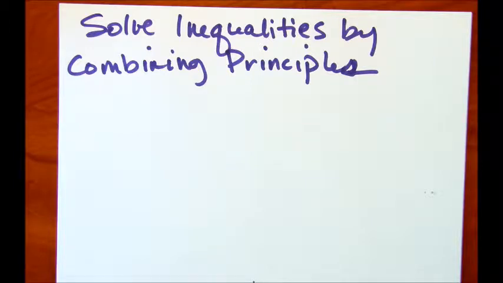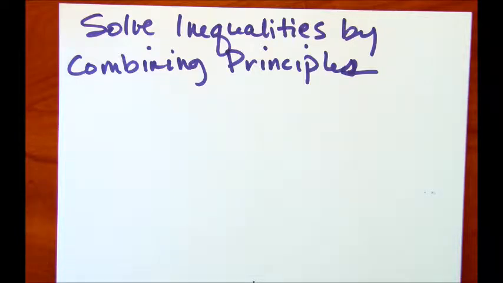This video is going to really focus on combining all the principles that we've been talking about, as well as a little review of the distributive property. And anyway, let's get on with it. The ultimate goal here is to isolate the variable so that we can solve the inequality. We can come up with a value for that variable.